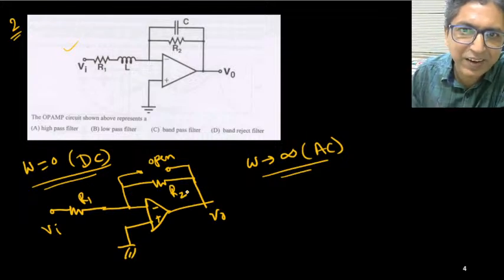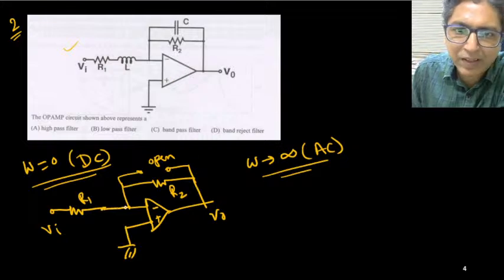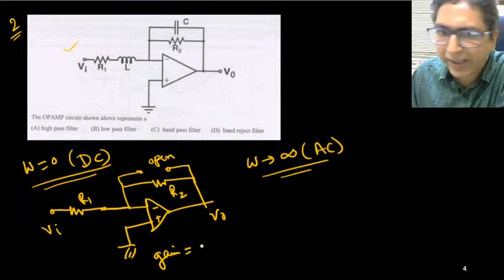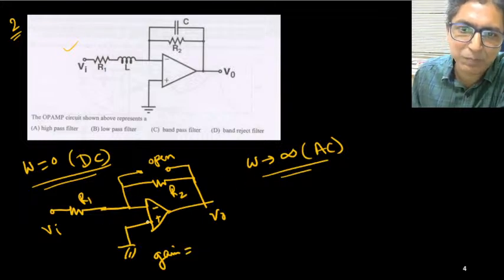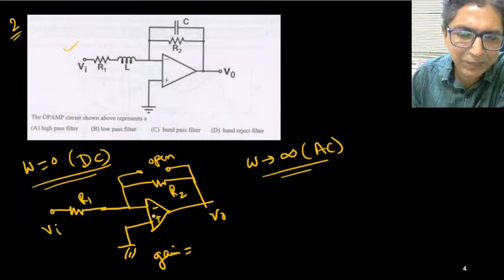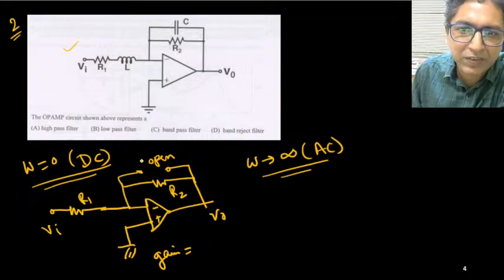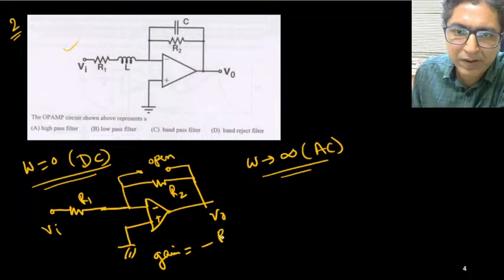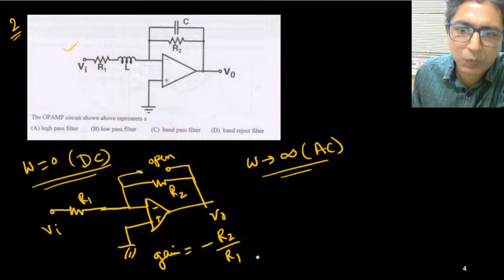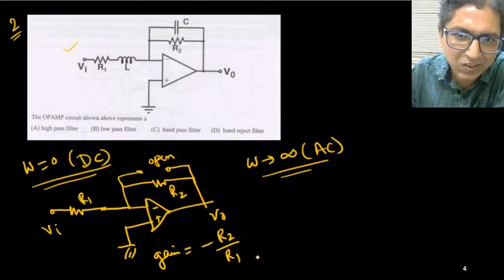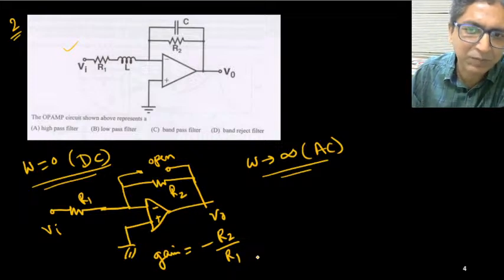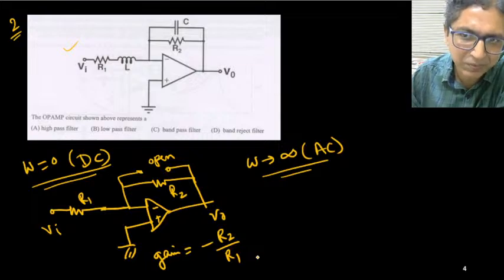So for DC signal, inductor is shorted here and capacitor is open circuited here. So what is the gain? What is the gain? So gain value, right now it is simple, one inverting amplifier. So it is minus. So this is not there, capacitor is not there, inductor is shorted. So it is simple R2 by R1. So this is finite value and some constant value is there.